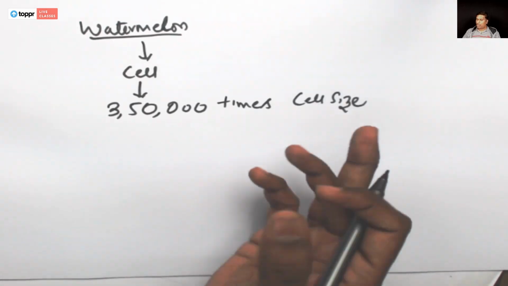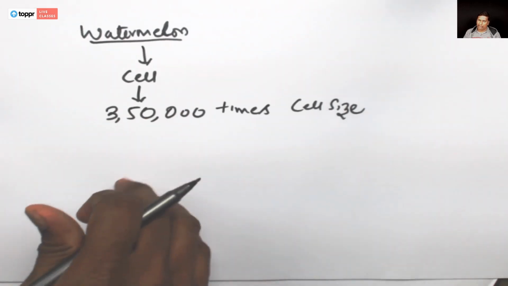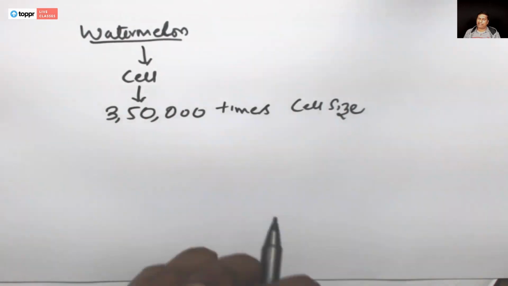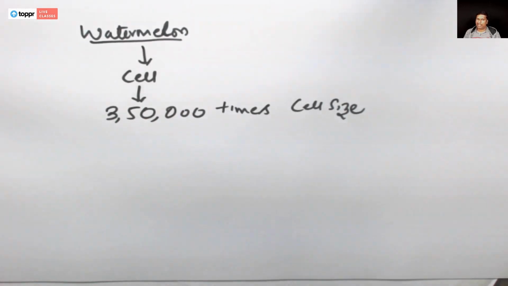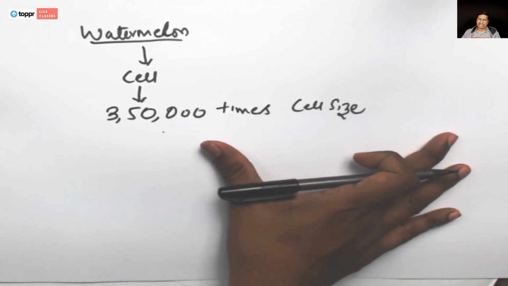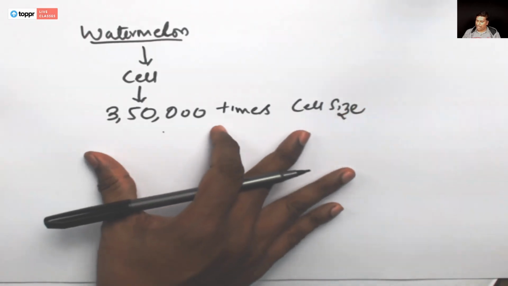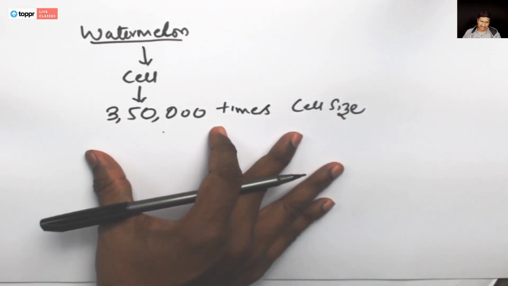So growth can mean different things, and we can measure different things in order to know whether a particular thing is growing or not. In the case of maize root apical meristem cells that we just discussed, it's the number of cells that is telling us whether the root apical meristem cell is dividing or not. And here in the case of watermelon, it's the cell size which is actually increasing. It's not dividing to give new cells, it's the cell size which is actually increasing, and it's increasing to a large extent.